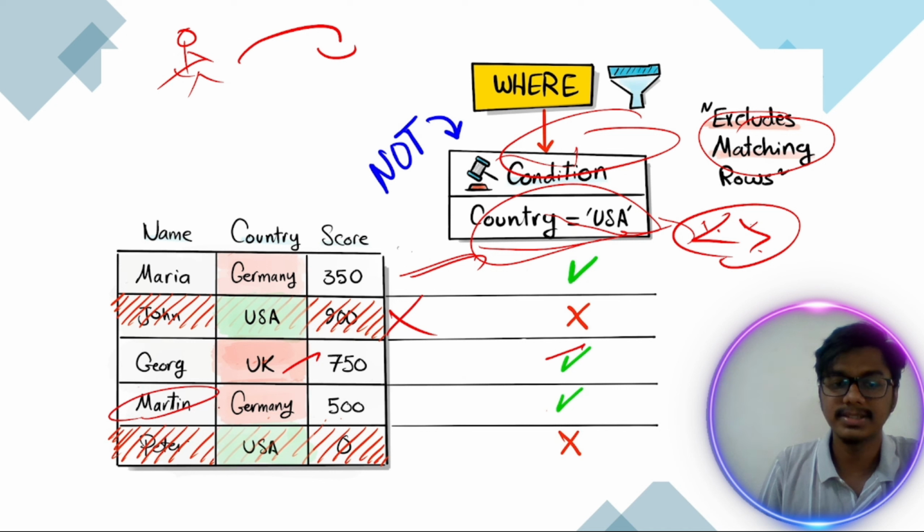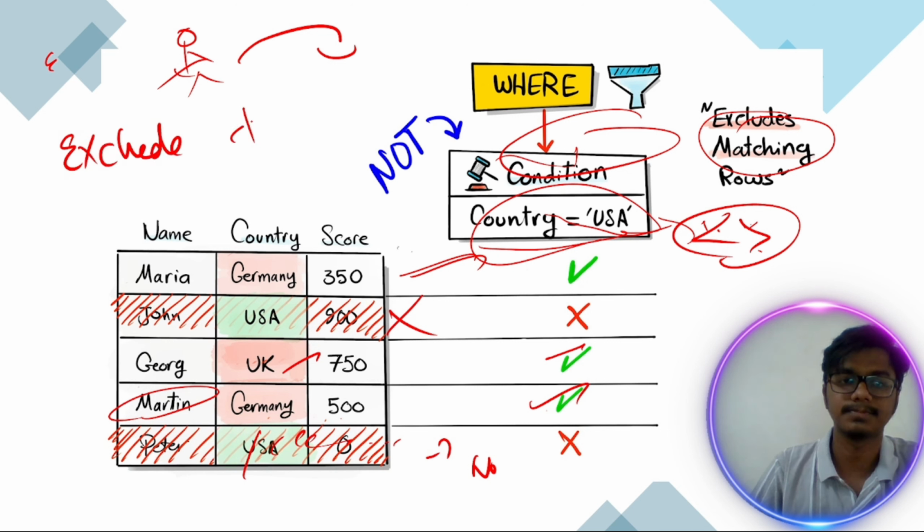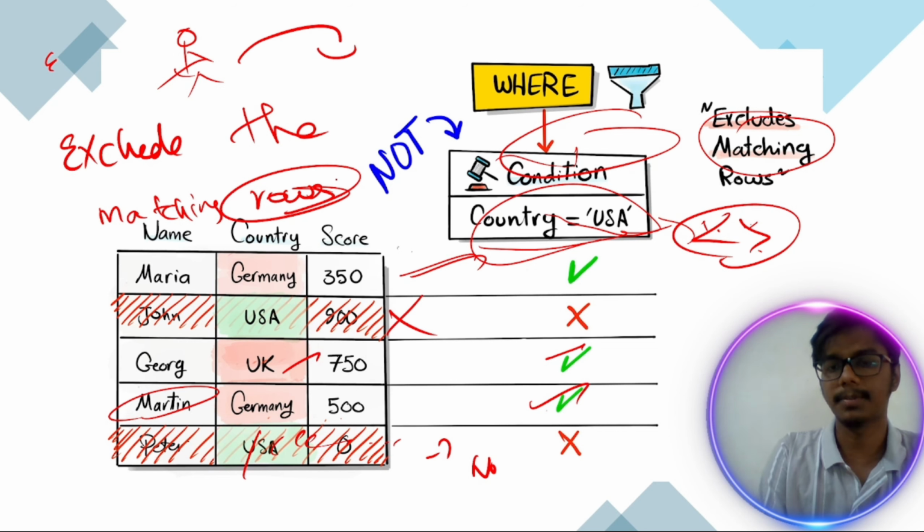Again the query doesn't stop. It checks whether the country is equal to USA. Yes, the country is Germany, so I'm going to fetch this result in my target table. Later, Peter's country is USA, so I just want to ignore this result. The main motive, I'm just writing down here, is to exclude the matching rows. These are the things I'm going to explain using the NOT operator.